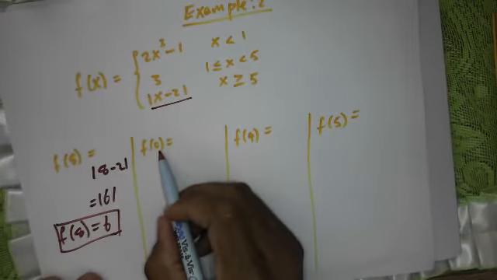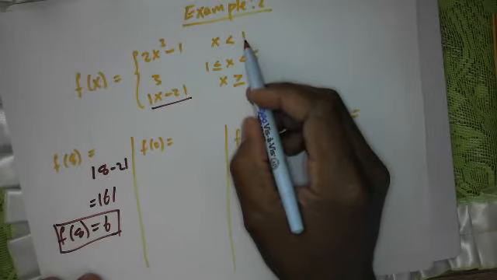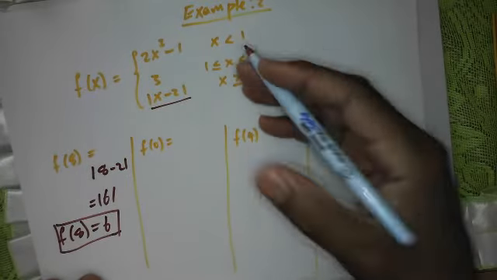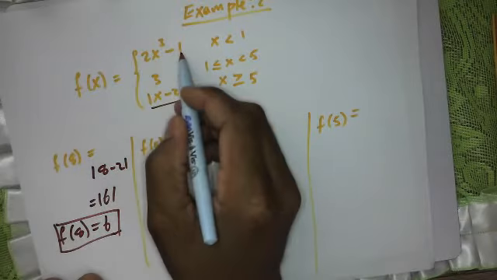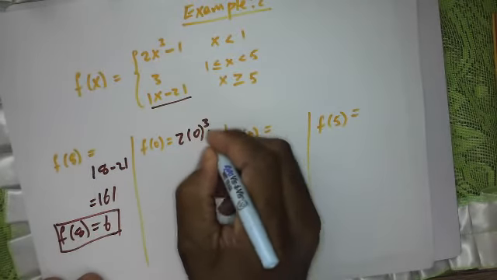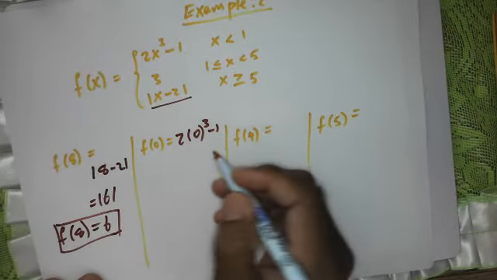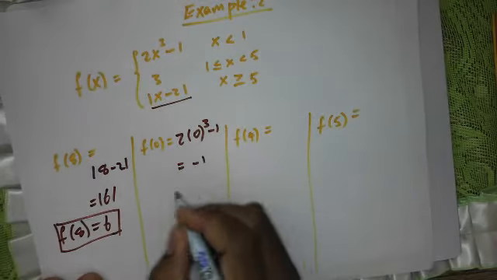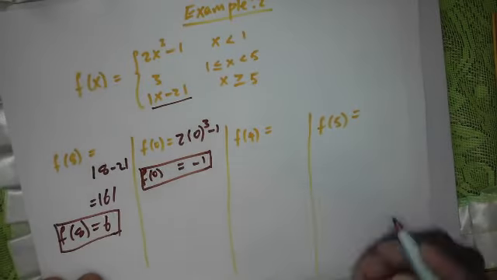This one says f of 0. Now this says that x is what? Less than 1. So if it's less than 1, you're talking about 0 and all the negatives. So this falls within this category, so we're using this function here. So it would be 2 times 0 cubed minus 1. 0 cubed, that is 0. 2 times 0 is still 0. So we just have -1 here. So f of 0 equals -1.